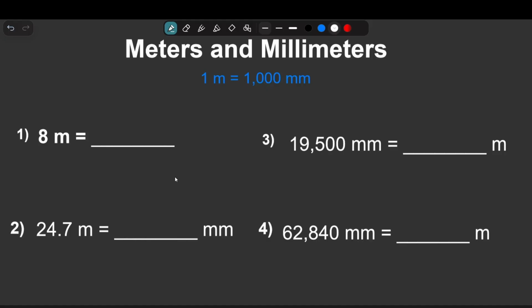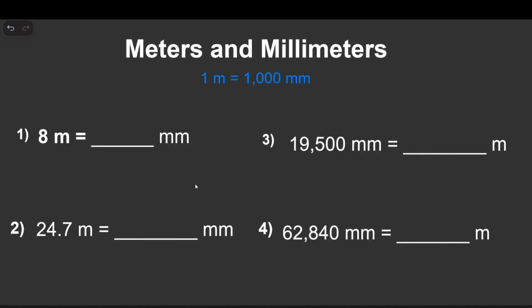In this video I'm going to be covering how to convert between meters and millimeters. One key rule we have to remember is that 1 meter equals 1000 millimeters. We're going to be solving 4 examples today to get to our final answer.